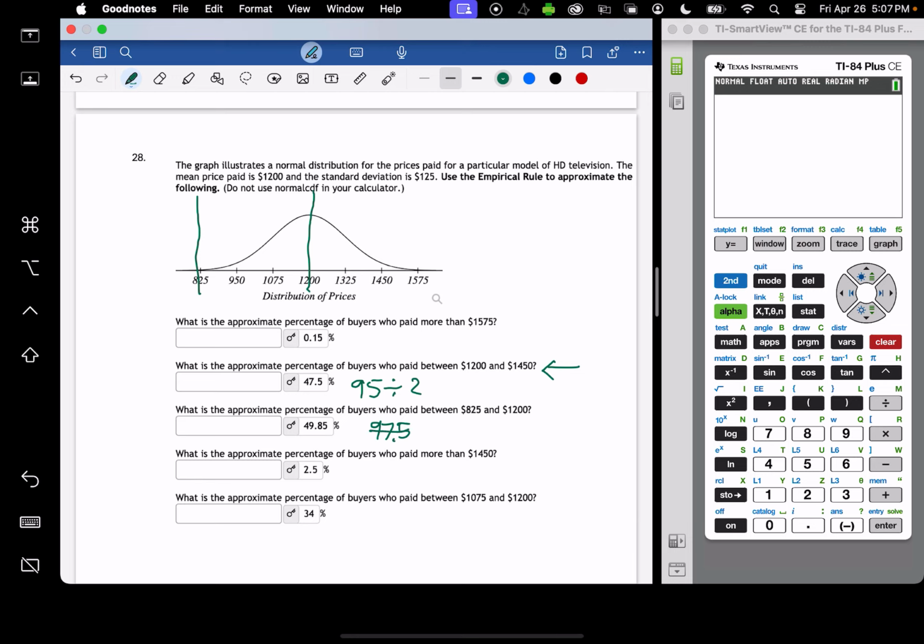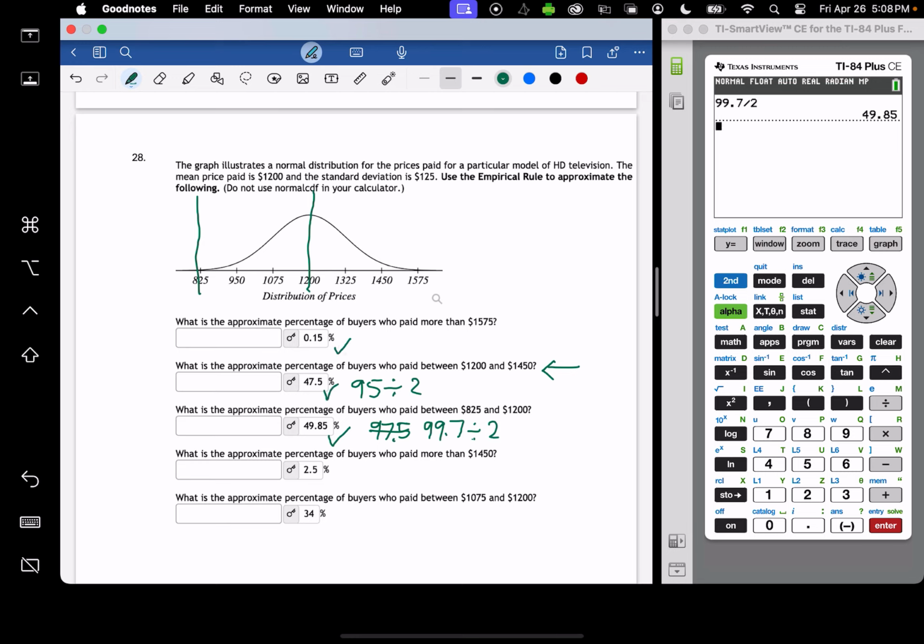Sorry, I had a moment. 99.7 divided by 2. The empirical rule, oh, now I'm forgetting what the empirical rule is. Hang on. 99.7, yeah, that's what I said. Okay, so 99.7 divided by 2, let's just double check that. 99.7 divided by 2. Yep, so if I divide that by 100, well, no, I'm giving the percentages, so it's 49.85. Perfect. Okay, great. Long day.